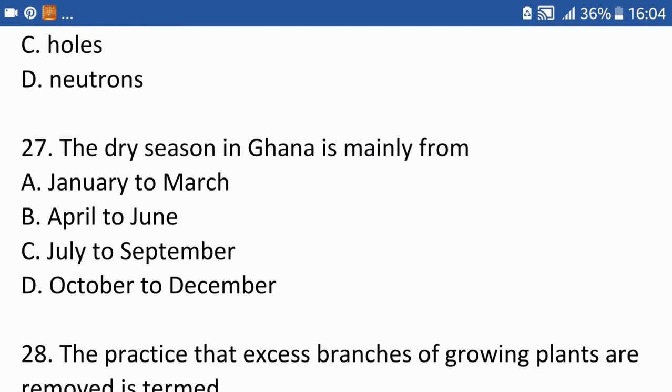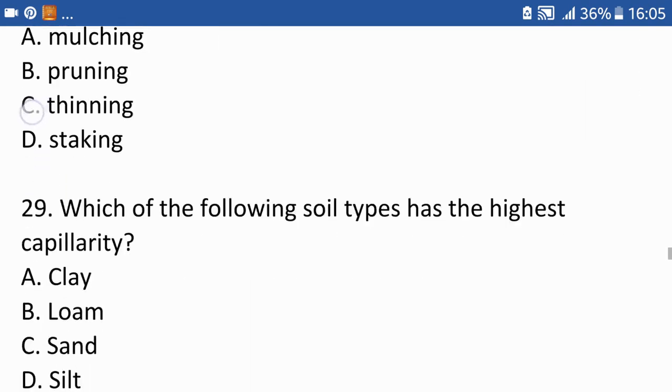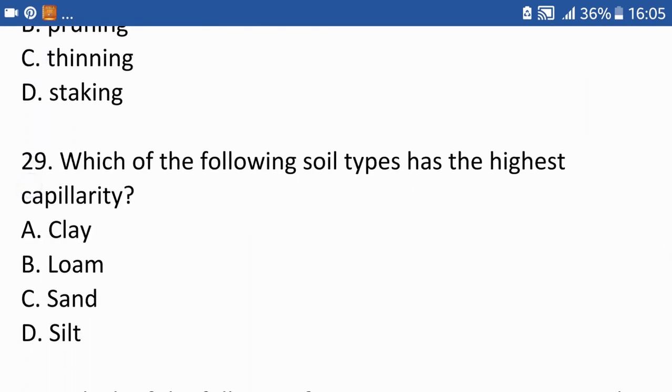27. The dry season in Ghana is mainly from. 28. The practice that excess branches of growing plants are removed is termed as. 29. Which of the following soil types has the highest capillarity?